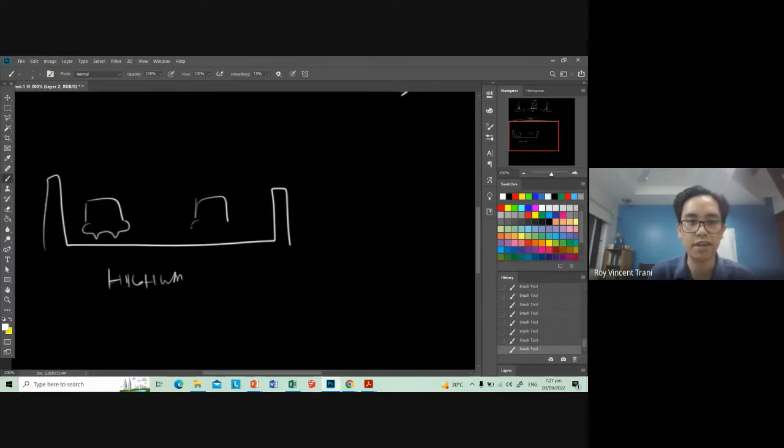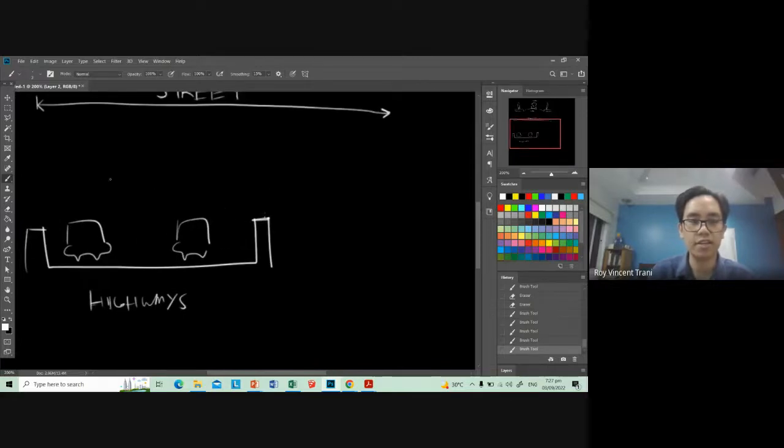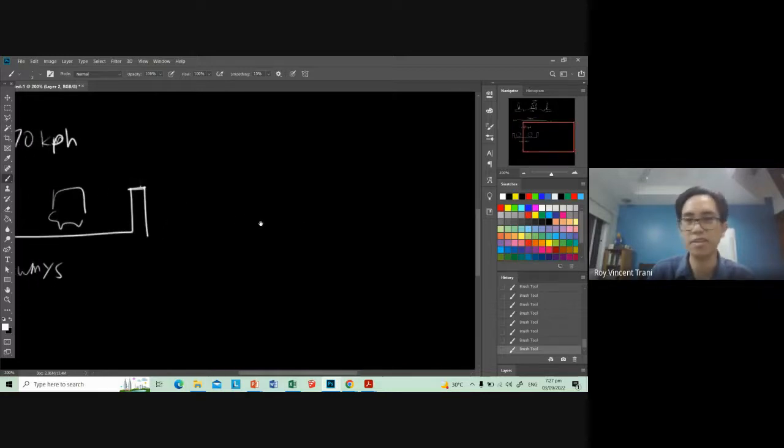This is just my very quick drawing. And the walls aren't that high, but it's a barrier, a physical barrier. And then no sidewalks on highways, because it's only for cars. Highways. And the speed here is, I think, above 70 kilometers per hour, kph. It depends on cities, from different cities.